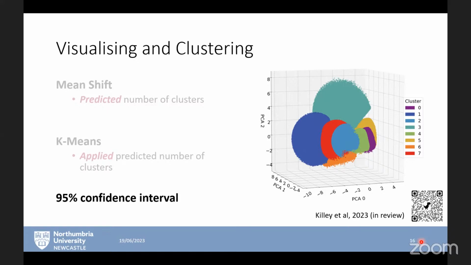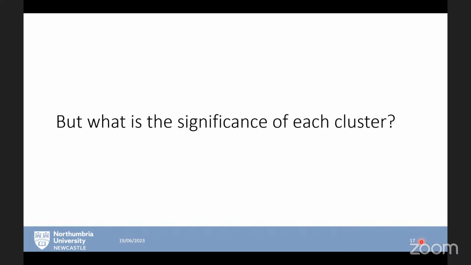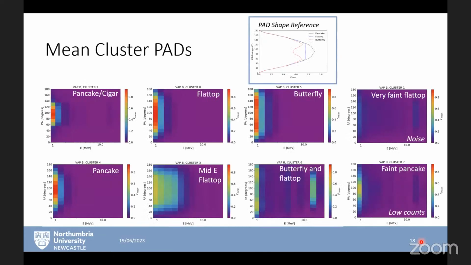So then, now that we have our 8 different clusters, we then wanted to determine what the significance of each cluster was. And to do that, we plotted the mean pitch angle distribution across all energies. And that looked a little bit like this. So from these 8 different distributions, we can see that they all have a slightly different shape.